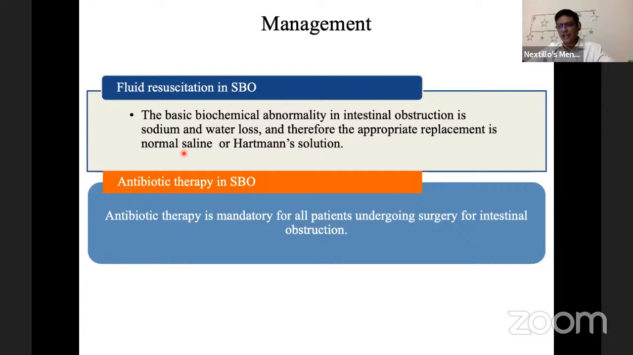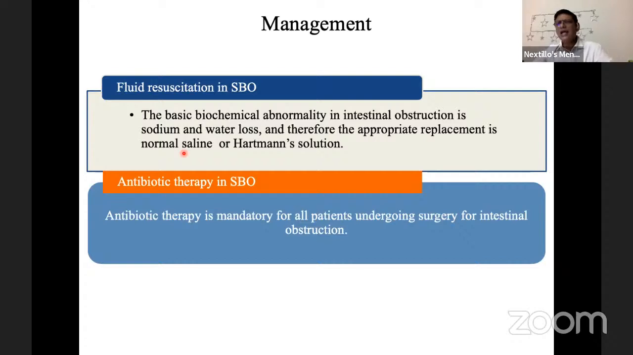Investigation of choice is X-ray. CT scan is more sensitive. In the X-ray, we see dilated bowel loops with cross section more than 3 centimeters, central in location, valvulae conniventes seen, and multiple air fluid levels seen. Management: nil per oral, total parenteral nutrition, decompression of the proximal section, and as soon as possible, surgery. In some scenarios, conservative management may be tried. So this is the management of small bowel obstruction.